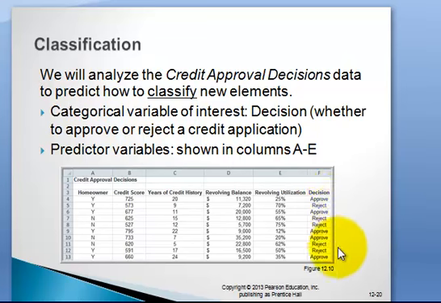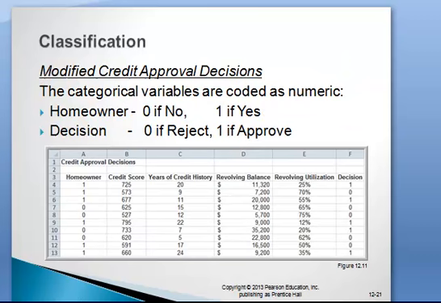I've got to warn you right up front, between this data set and the data set that's off the book online, I see slight differences, so you might not get the exact answer that's in our textbook. So I actually made an updated credit approval decisions data set that you may want to use.